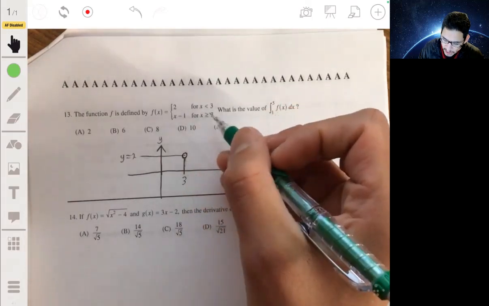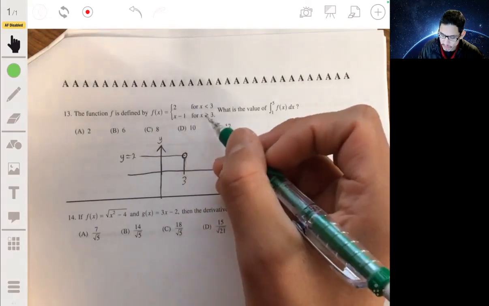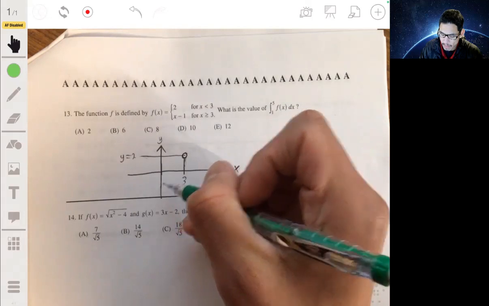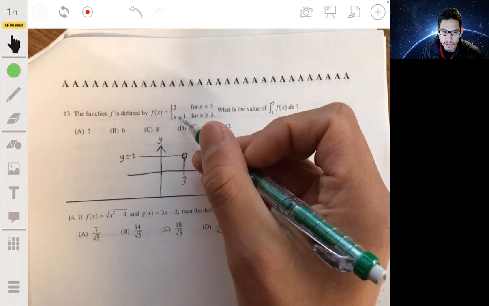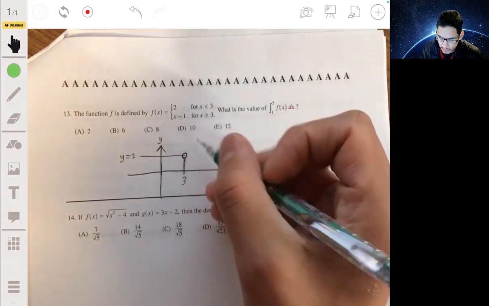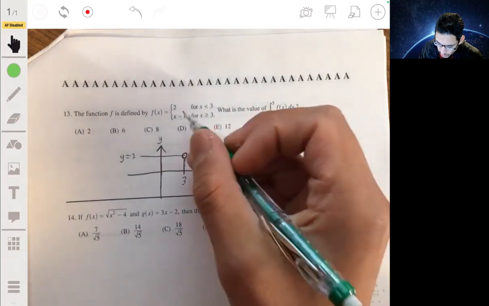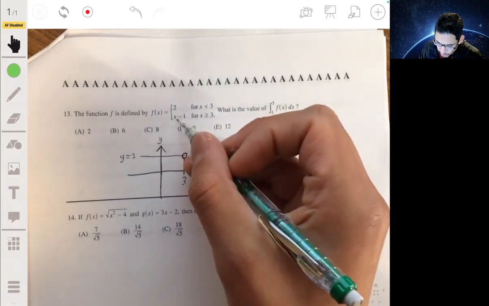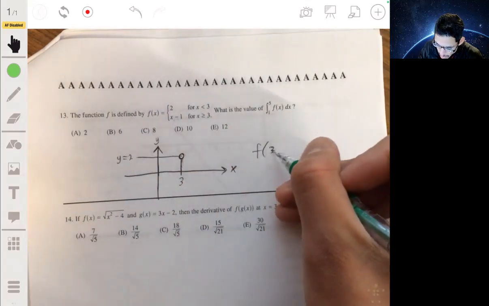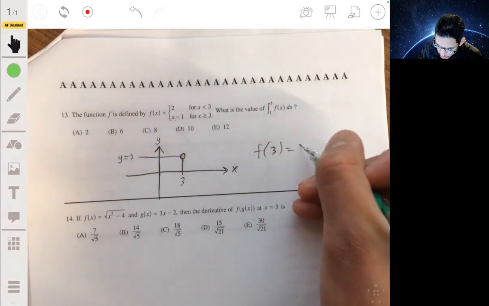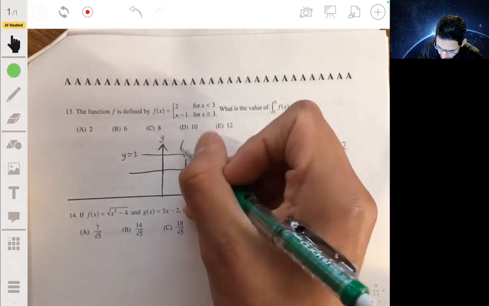Now, at 3, it becomes the equation x minus 1. Remember, it's just a linear function with slope 1, so we just climb up 1 over 1. But let's see what it is when x is 3. If you plug 3 in here, f of 3 is just 3 minus 1, or 2. So this point is at 3, 2.